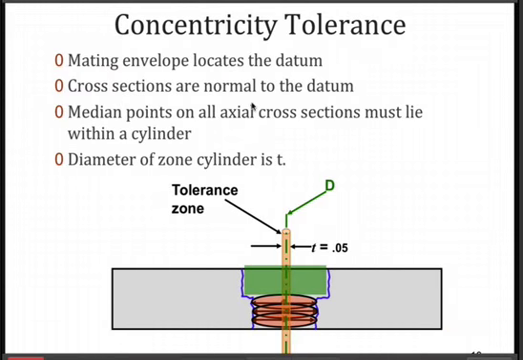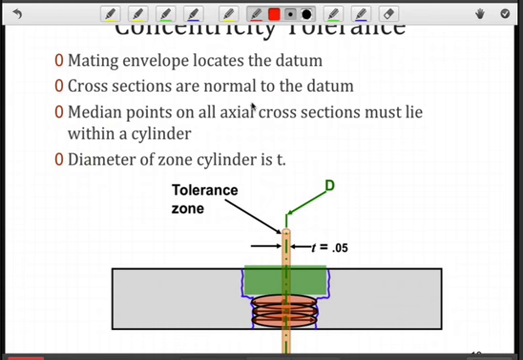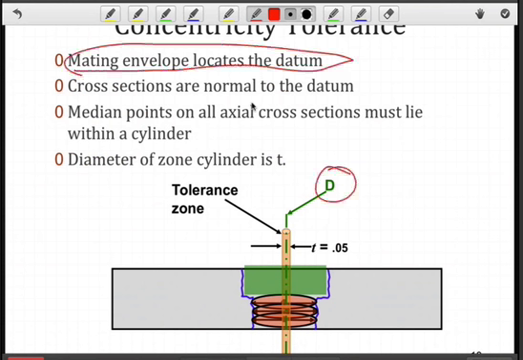So when constructing the tolerance zone, the first thing we want to do, because D corresponds to a feature of size, we want to use the mating envelope for the datum. So here, as you can see, we take the largest cylinder that can fit inside of the feature for datum D, and then what we're going to do is locate our tolerance zone centered on D. The width of the tolerance zone, of course, is fixed at 0.05. We can't use maximum material condition.